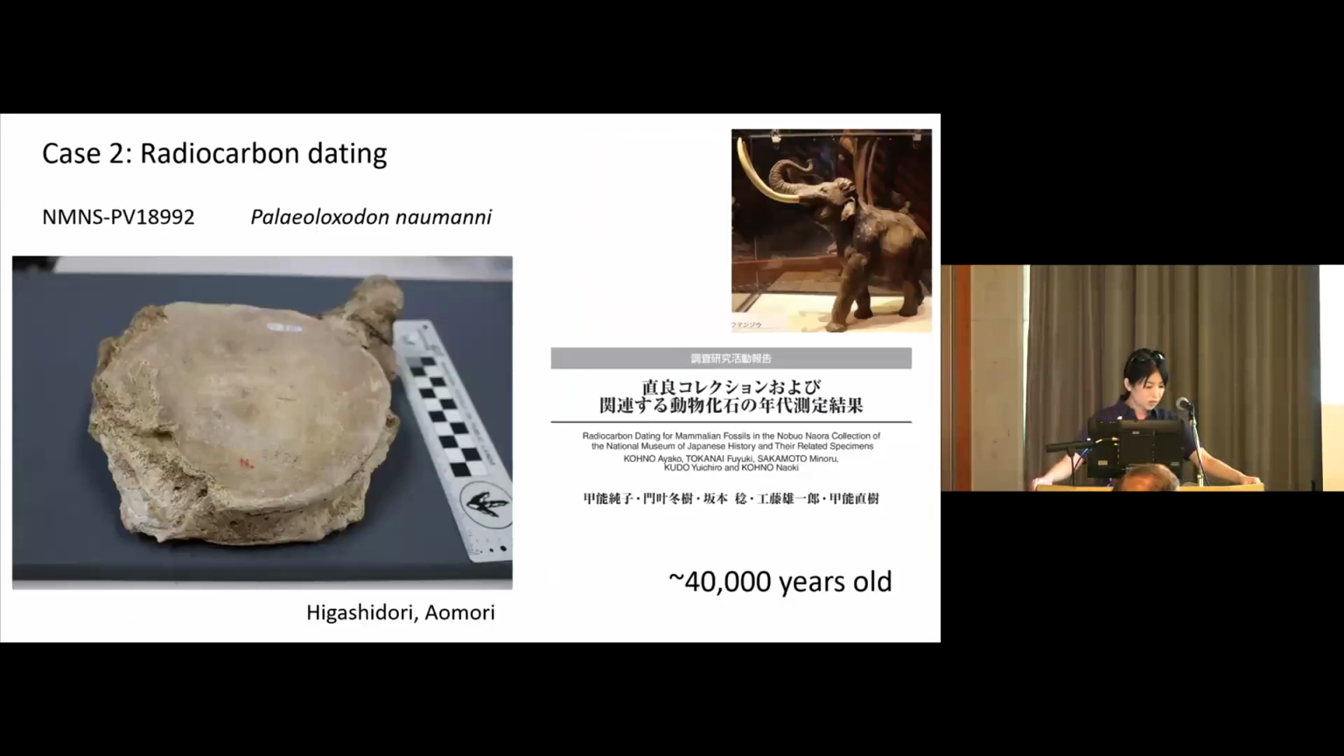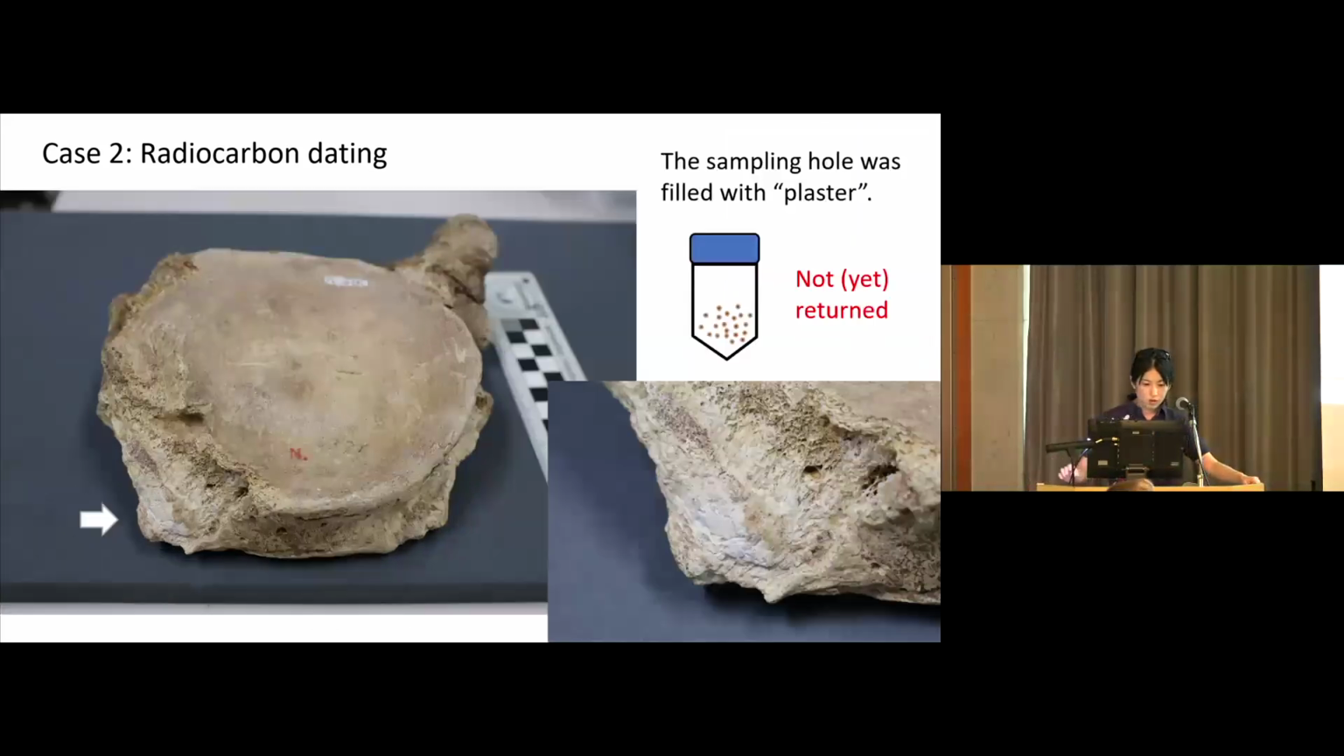And this is the second case, and this is a neck bone of a Palaeoloxodon, a very endemic elephant that used to live in Japan. And this was sampled for radiocarbon dating, and the bone powder was collected by drilling here. And then the drilled hole was filled with some sort of plaster material by the researcher group. I also want to emphasize that a replica of this fossil was not made because the drilling portion is much smaller than the entire fossil.